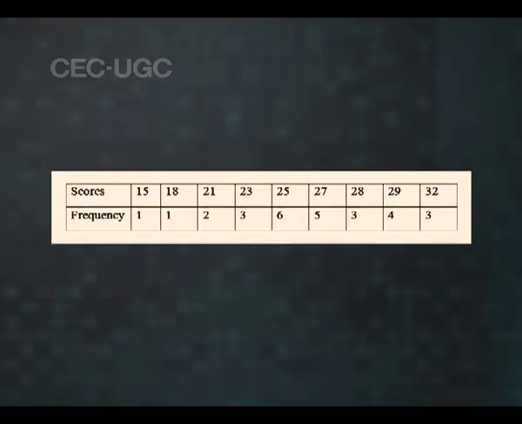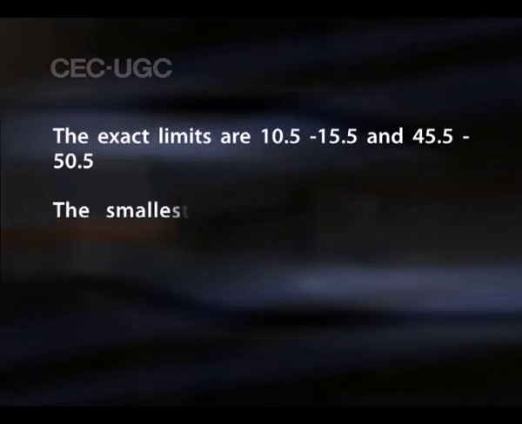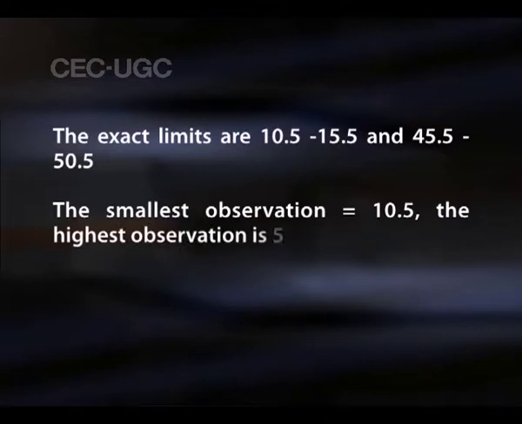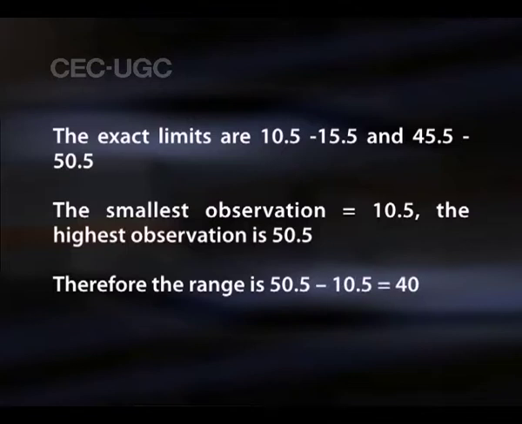Find the inclusive range in the grouped data below from the table. From the table, class intervals are given in first row and frequencies are given in second row. Here, the lowest interval is 11 to 15 and the highest interval is 46 to 50. The exact limits are 10.5 to 15.5 and 45.5 to 50.5. The smallest observation is 10.5, the highest observation is 50.5. Therefore, the range is 50.5 minus 10.5, that is 40.